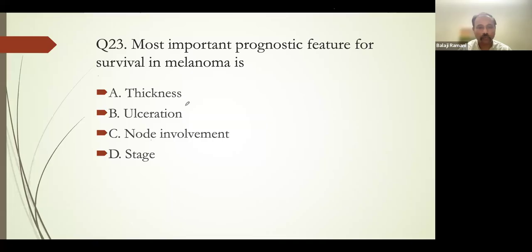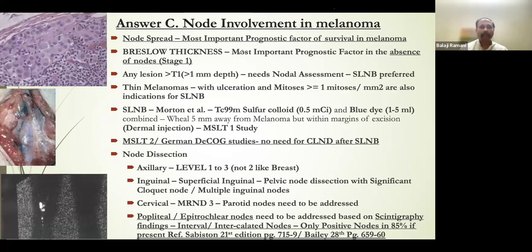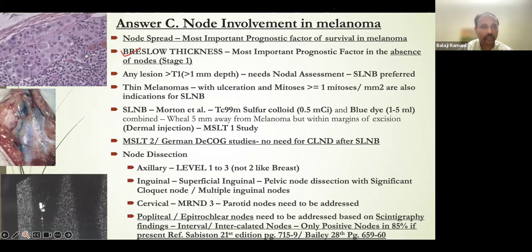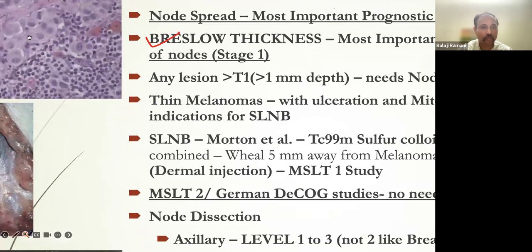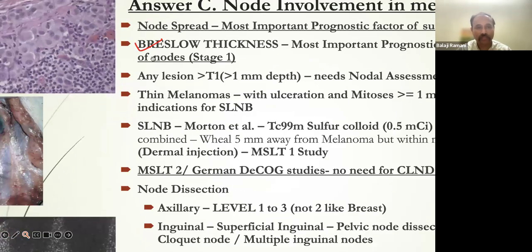So the most important prognostic factor is going to be the nodal involvement as far as melanoma, and Breslow's thickness is the most important factor in the absence of node. So in stage 1 melanoma, the most important prognostic factor is your Breslow's thickness. Here you can see clearly the nodal disease, the lymph nodes with the architecture and the melanoma cells which are infiltrating it.